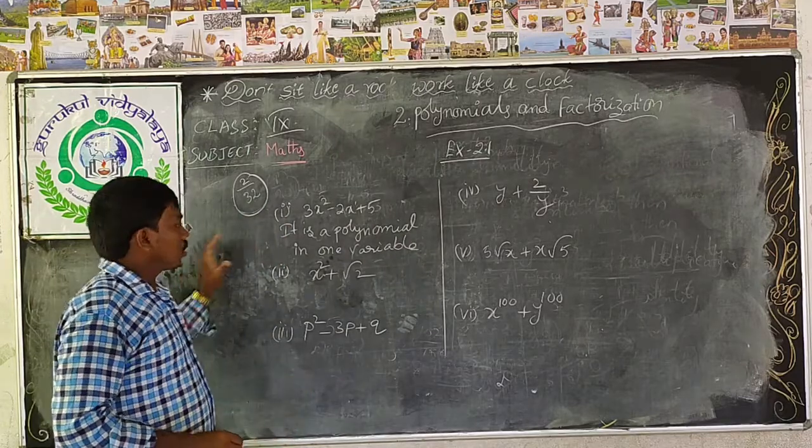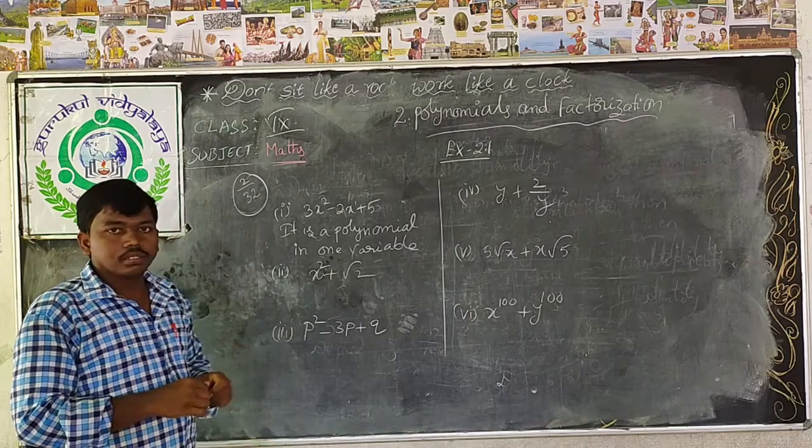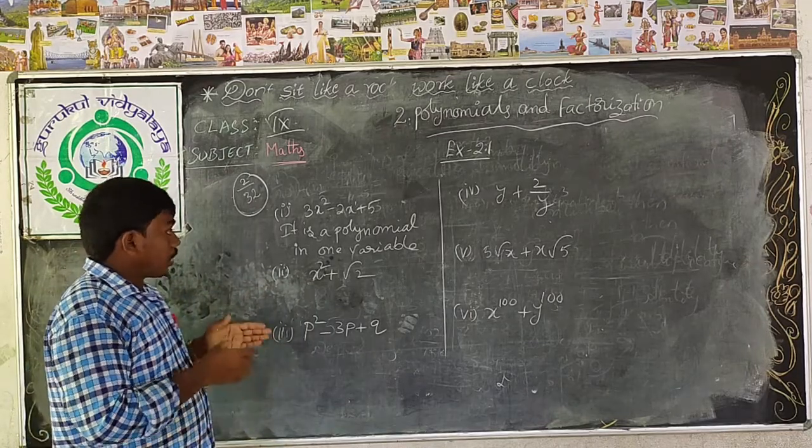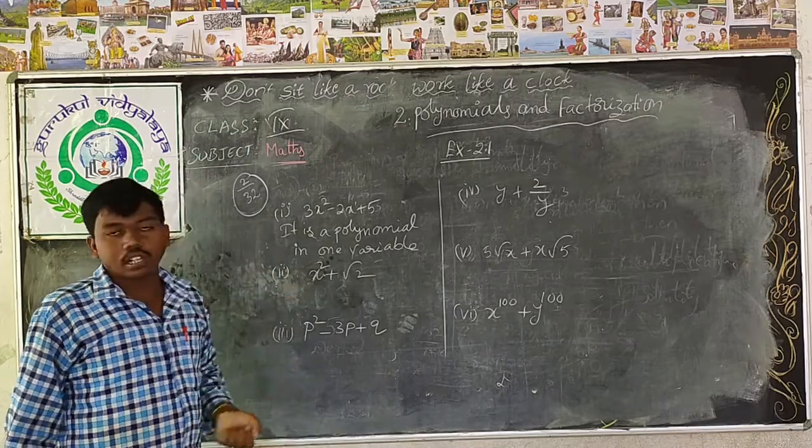Okay, children. So like that we have to write. If it is not, it means it is not a polynomial. Okay. Next thing. Sometimes it is a polynomial but not in one variable. We will see that one also.